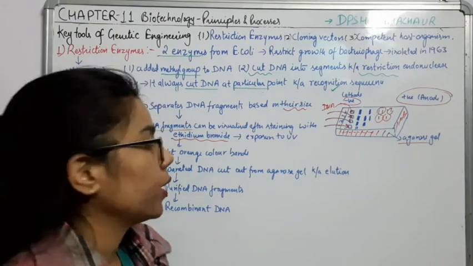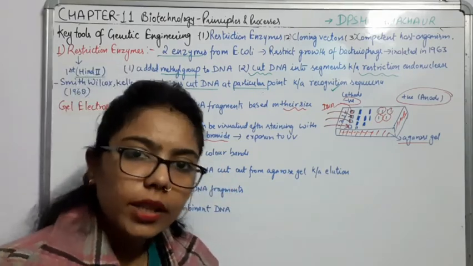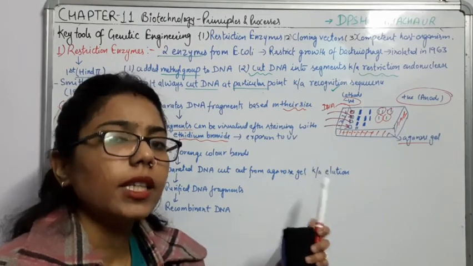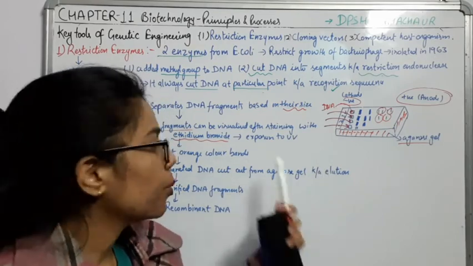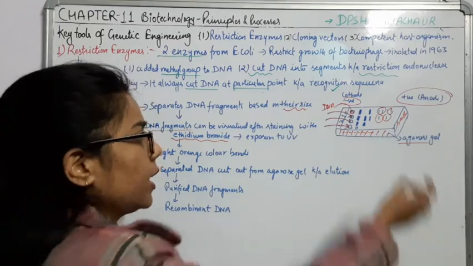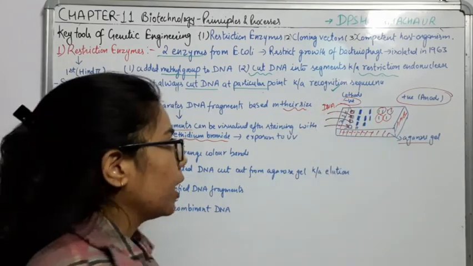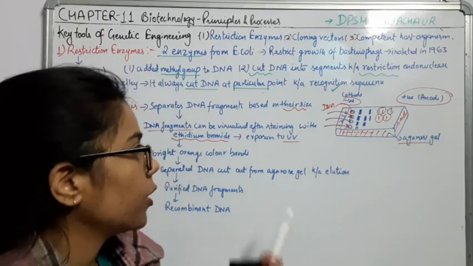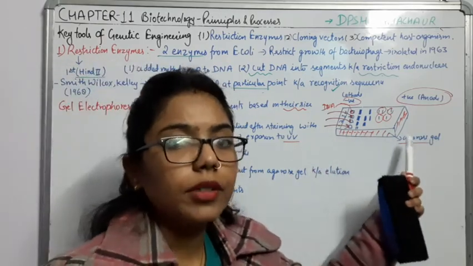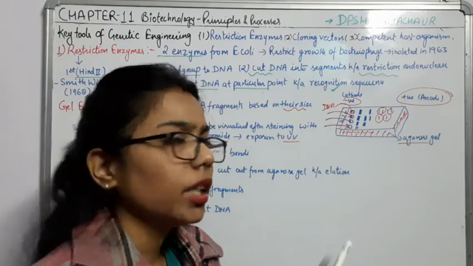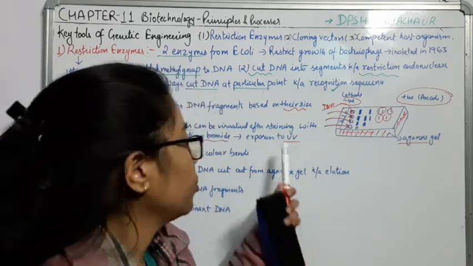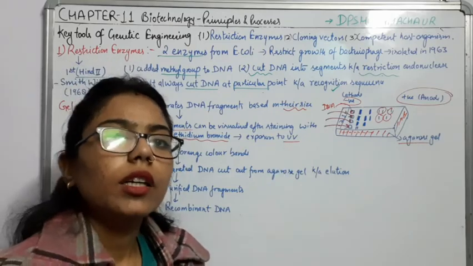So this question is important. Which compound do we use to visualize the DNA fragments in gel electrophoresis? That is ethidium bromide. As we stain with ethidium bromide, then under exposure to ultraviolet light or ultraviolet rays, it will be visible. So what is the condition? We have to stain with ethidium bromide, and then provide exposure with UV.